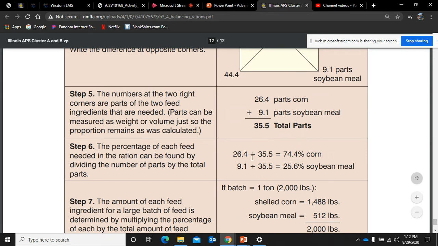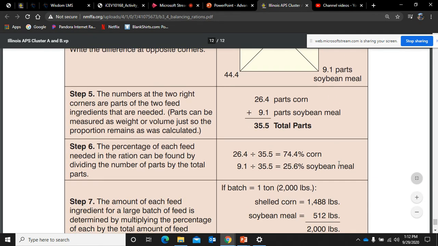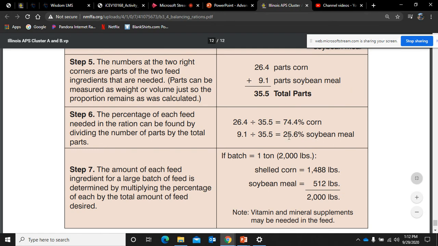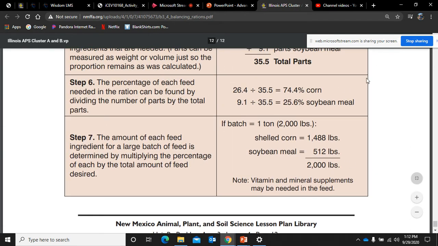Okay, and then you divide it. You divide the parts of corn by the total parts. And the reason you do that is you get the percentage. So if you go 26.4 divided by 35.5, that equals 74.4% corn. 9.1 divided by 35.5 is equal to 25.6 percent soybean meal. Okay, that's the percentage of the crude protein in that feed ration.